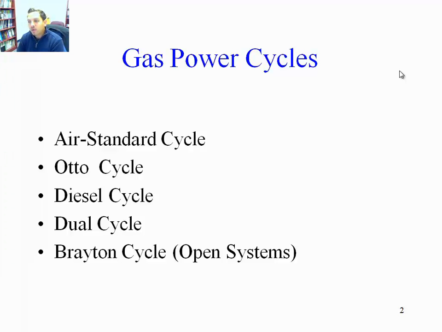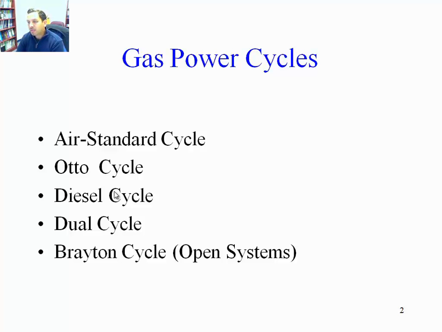Then we're going to look into particular cycles that are called by the name of their inventor: the Otto cycle, the diesel cycle. We're going to briefly touch upon the dual cycle, but we are not going to implement it. Basically, the dual cycle is a combination of the Otto and the diesel cycle. And then we're going to talk about the Brayton cycle. We're going to do this next class.